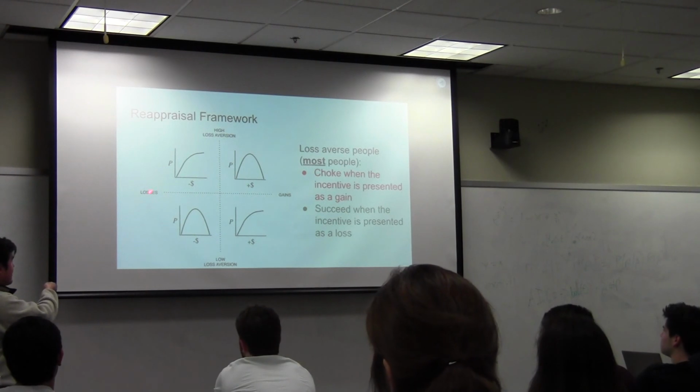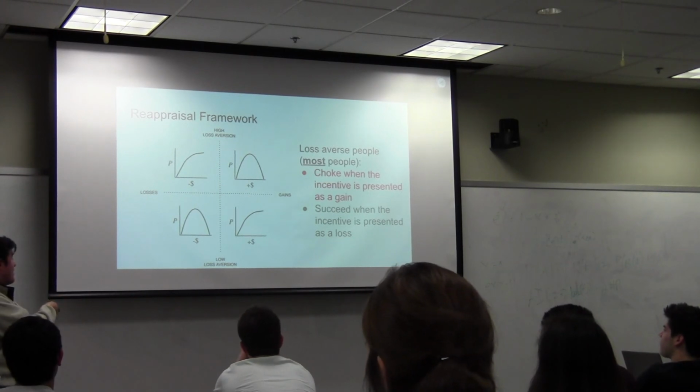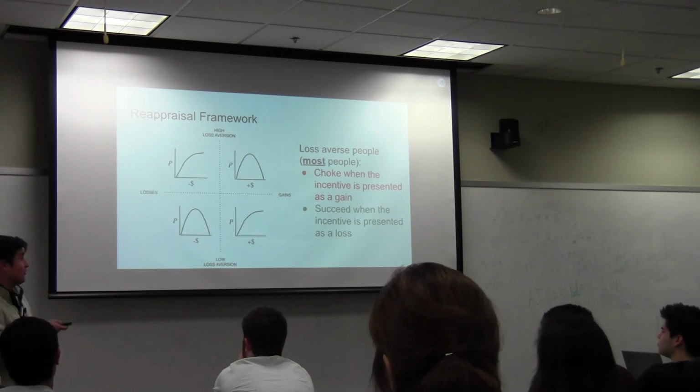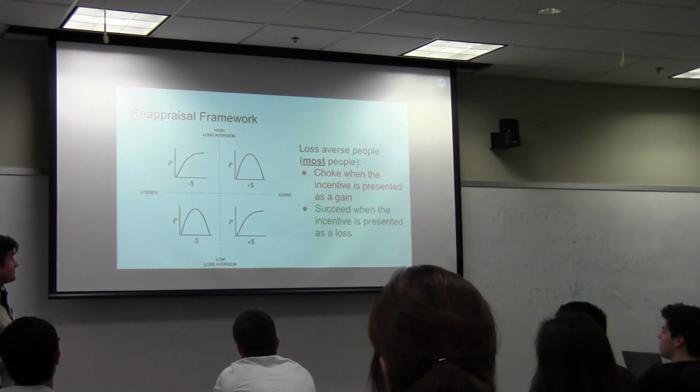So now if they present it as a loss initially instead, the people who are loss averse actually succeed and do better. And the people who aren't loss averse actually choke under pressure. So it's completely opposite. Loss averse people, which is most people, choke when the incentive is presented as a gain and actually succeed when the incentive is presented as a loss.